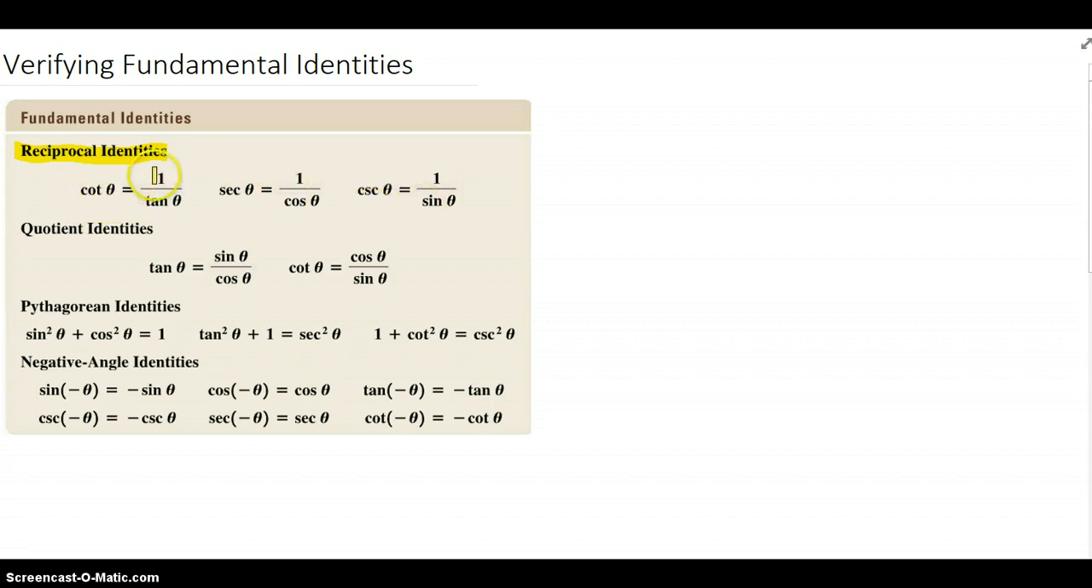We know that cotangent equals 1 over tangent. Secant is 1 over cosine. And cosecant we know is 1 over sine. You need to get these memorized. I will show you how to get the first one.